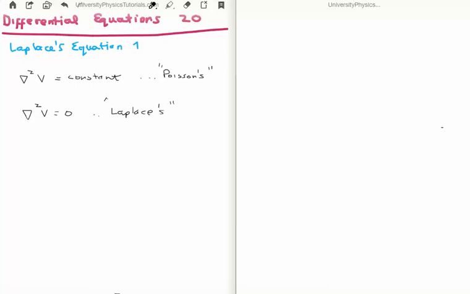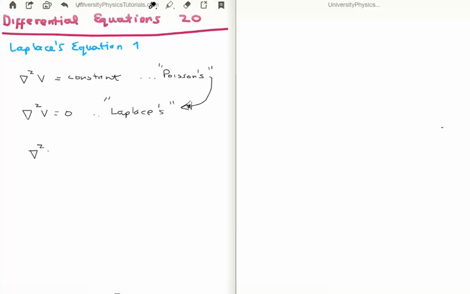I said a moment ago that Poisson's equation is very important, and it's seen all over physics, engineering, and so on. Well, Laplace's equation is equally important, and the reason is as follows. As you can probably imagine, Laplace's equation is a simplification of Poisson's equation. So to give another example, once again from electromagnetism, we're able to write, using Gauss's law, the electric potential as follows.